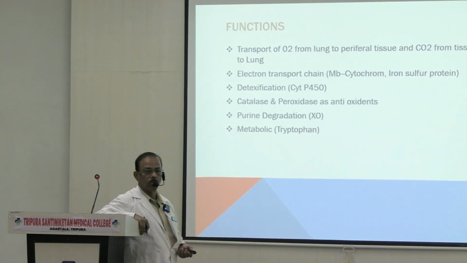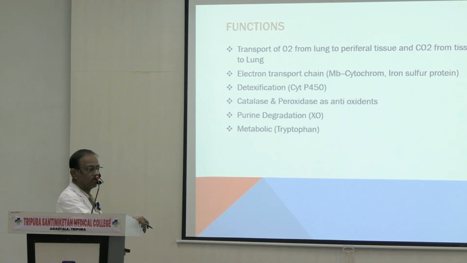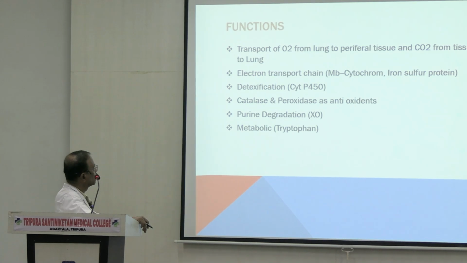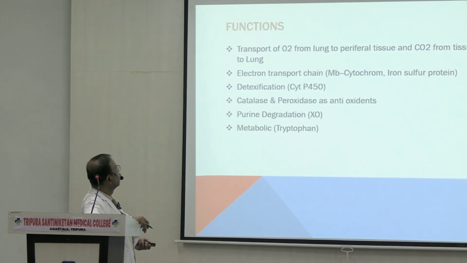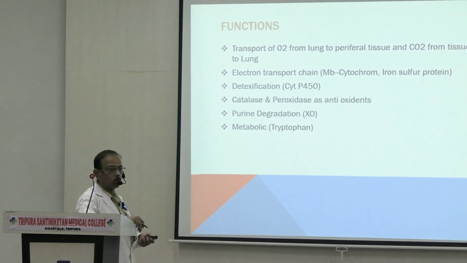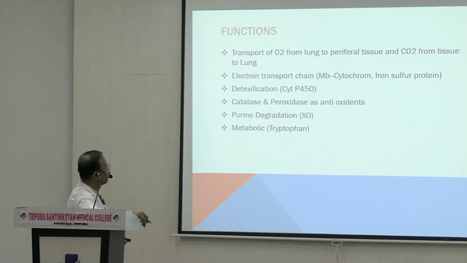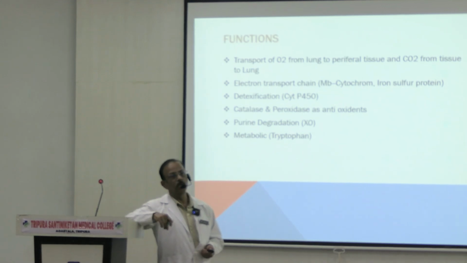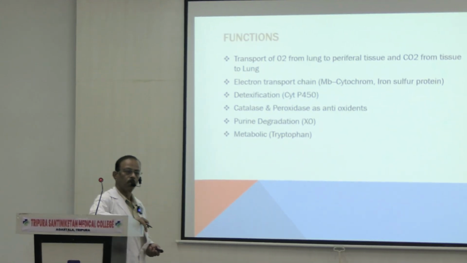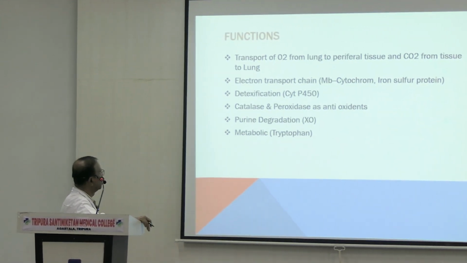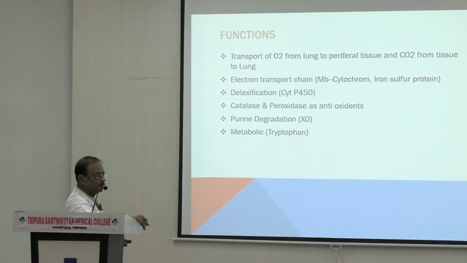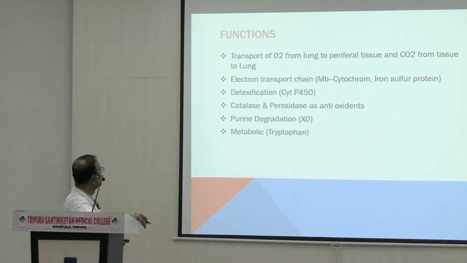Function of iron: as it is an important component of the hemoglobin, it is responsible for transport of oxygen from lung to peripheral tissue and carbon dioxide from the peripheral tissue to lung. It is very important for electron transport chain, especially iron sulfur protein, cytochrome.